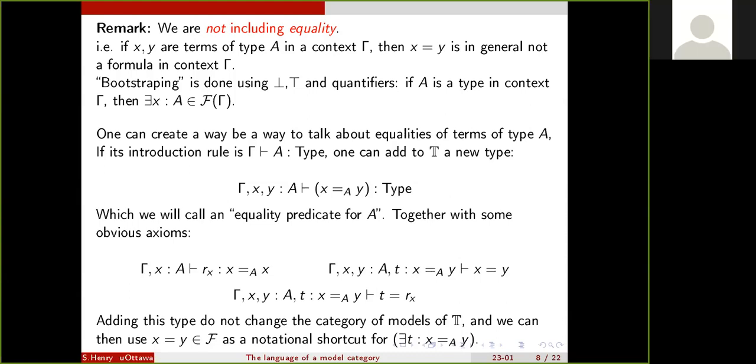I have a question. Yes. Is the equality on the right the same as the equality that you defined, or is that some other kind of equality? So I mean, the equality like t equals Rx, is the same equality, or what is it?